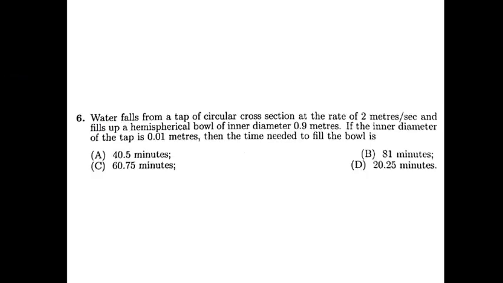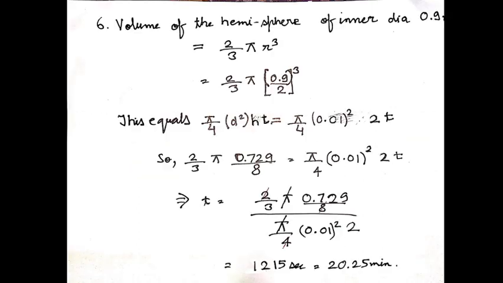So let's start. Water falls from a tap of circular cross section at the rate of 2 meters per second and fills up a hemispherical bowl of inner diameter 0.9 meters. If the inner diameter of the tap is 0.01 meters, the time needed to fill the bowl is very simple. Volume of the hemisphere of inner diameter 0.9 meter is 2 by 3 pi r cubed, which is 2 by 3 pi (0.9 by 2) cubed.